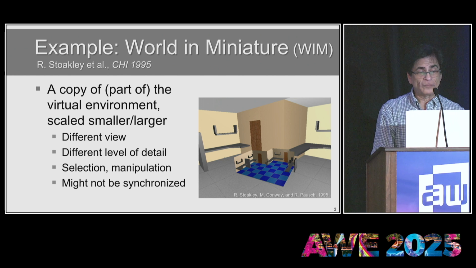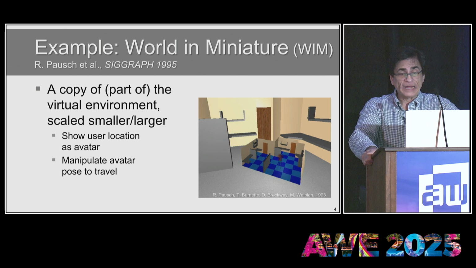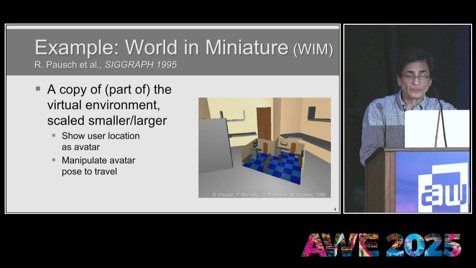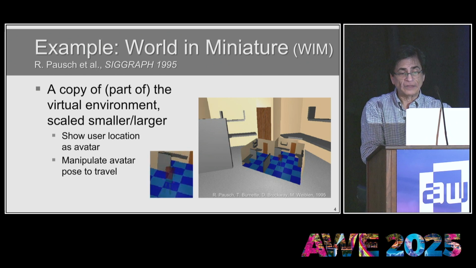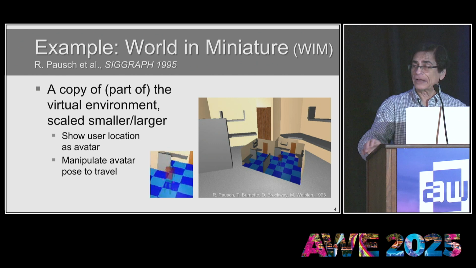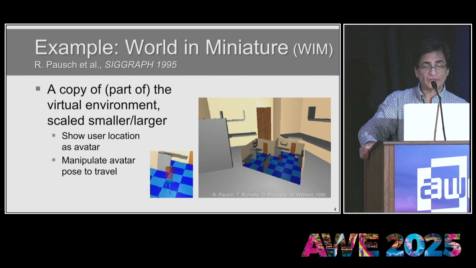Now, in addition to selecting and manipulating, you might be able to select and manipulate some representation of yourself in the camera. And so here, again, from this older work, you're seeing a representation. I've basically zoomed in on part of the world in miniature. I'm going to change the highlighting over there a little bit so you can see there's a representation of the user's location as an avatar.